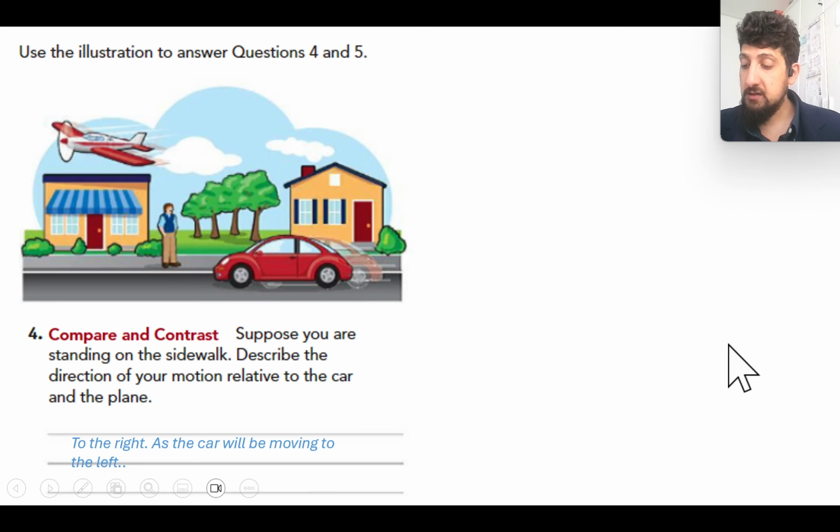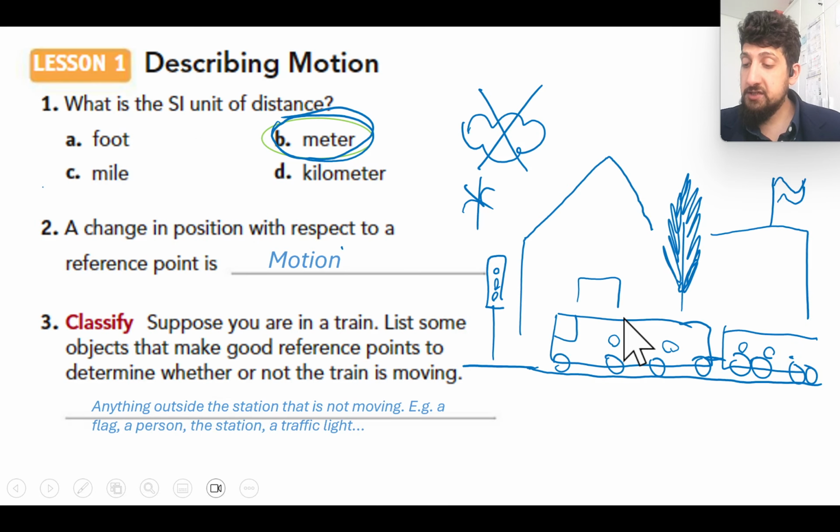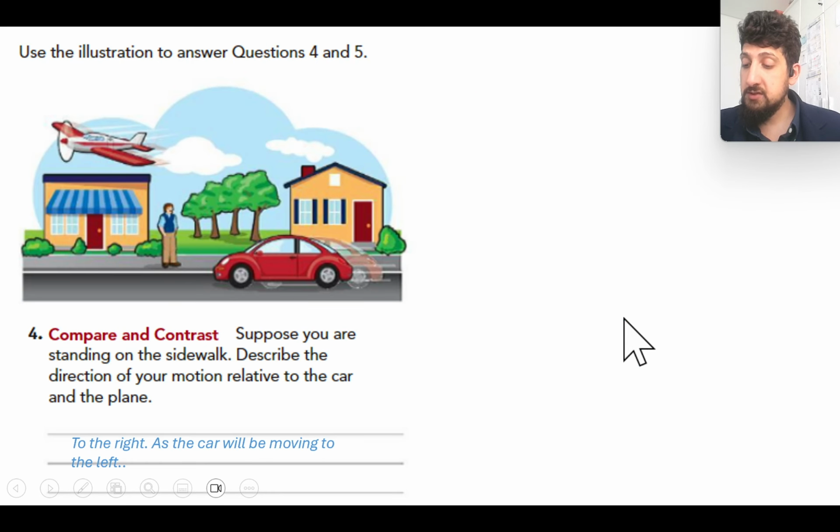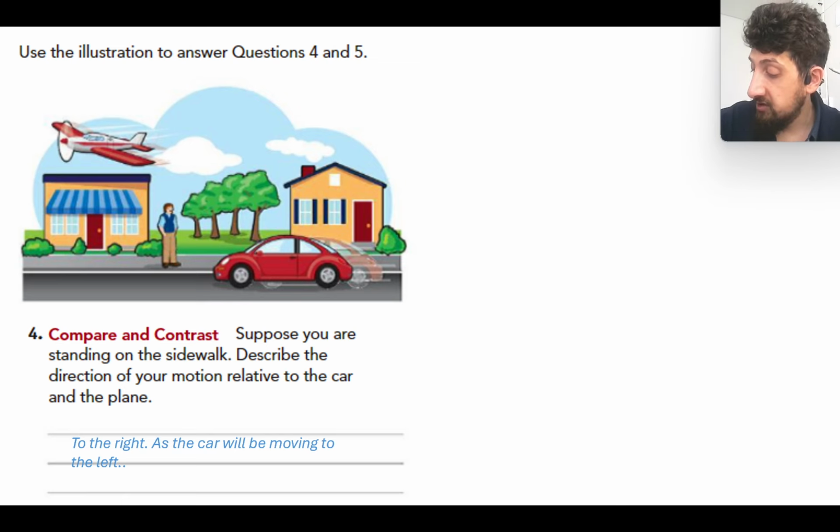Let's go next. Here is an illustration that describes a situation here. We've got a plane, we've got a car. It says compare and contrast. Suppose you are standing on the sidewalk. Describe the direction of your motion relative to the car and the plane.